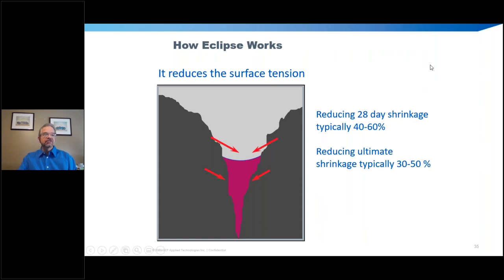Now, how does a surface or a shrinkage reducing admixture work? How does Eclipse work? Well, it reduces the surface tension. There's nothing fancy. And it reduces the 28-day shrinkage by 40 to 60% and the ultimate shrinkage after a year by 30 to 50%. Okay?